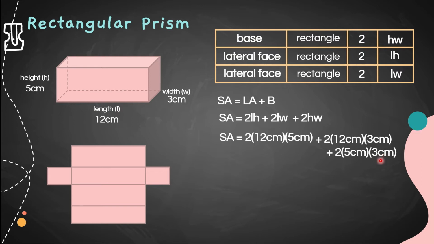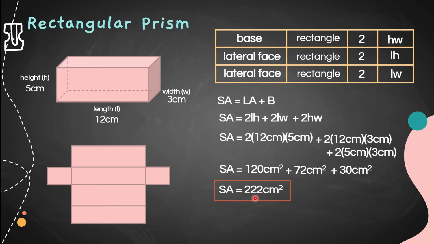So 2 times 12 times 5, we have 120 square centimeters, plus 2 times 12 times 3, we have 72 square centimeters, plus 2 times 5 times 3, that would be 30 square centimeters. 120 plus 72 plus 30, that would give us 222 square centimeters. So therefore, the surface area of this figure is 222 square centimeters.